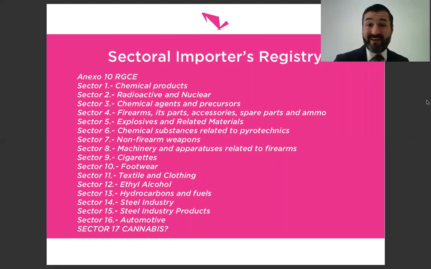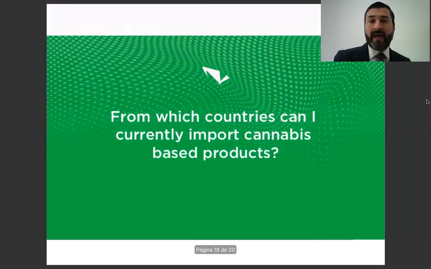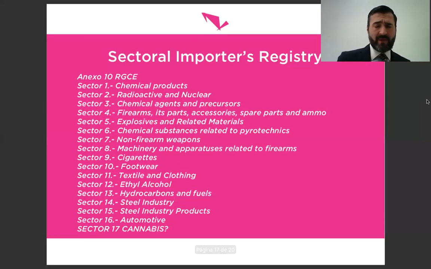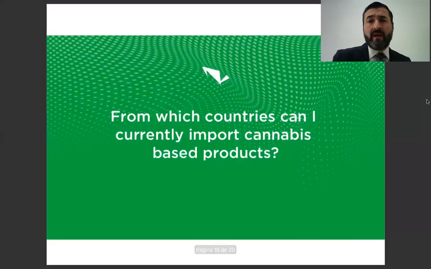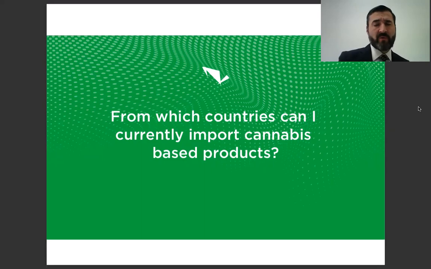We foresee that there will be a specific sector for cannabis. I'm not sure if that's sector 17 or whatever number. It's not relevant at this point in time, but what is relevant is that we may have a specific sector. Okay, yes, please go to next. We already discussed this question. Colombia is one of them. Canada is going there. The US, not at this point in time.